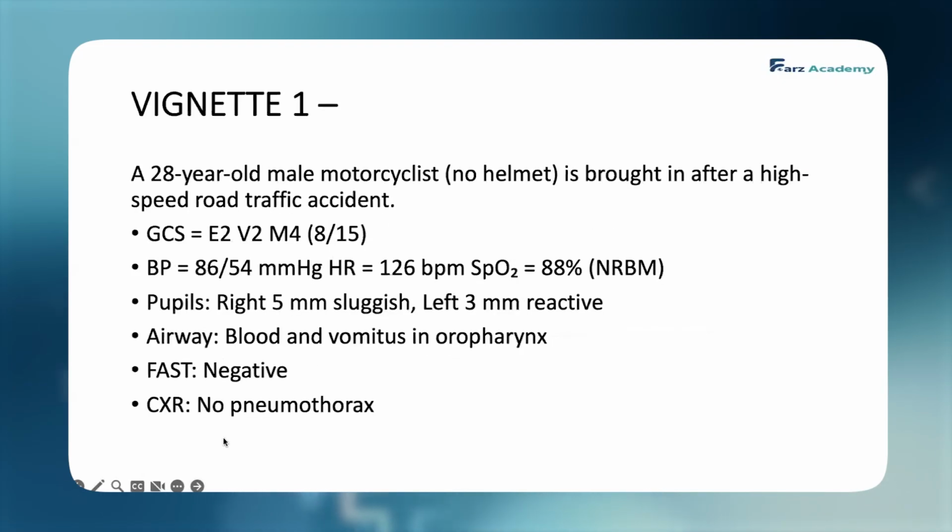So now the first variant. A 28-year-old male motorcyclist was not wearing a helmet and is brought in after a high-speed road traffic accident. GCS E2V2M4, 8/15. Blood pressure is 86/54 mmHg. Heart rate 126. SpO2 88 on NRBM. Right pupil 5 mm sluggish, left 3 mm reactive. Airway has blood and vomitus in the oropharynx. FAST scan negative. Chest X-ray, no pneumothorax.